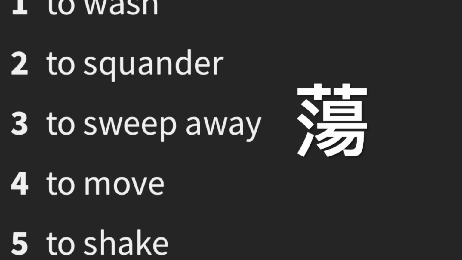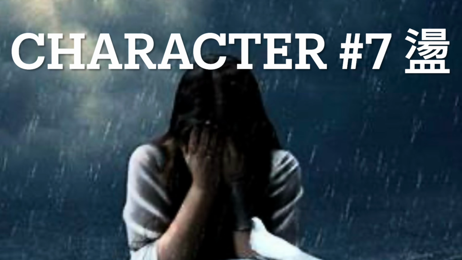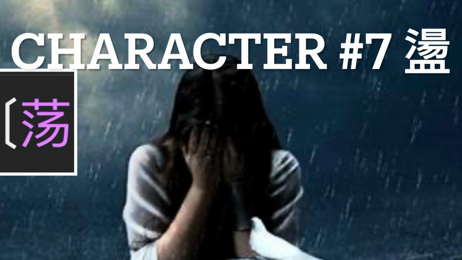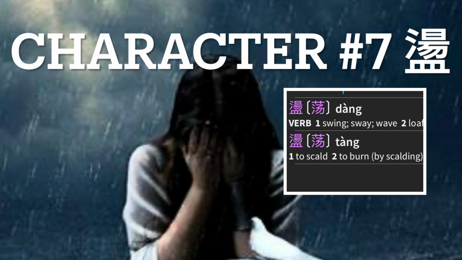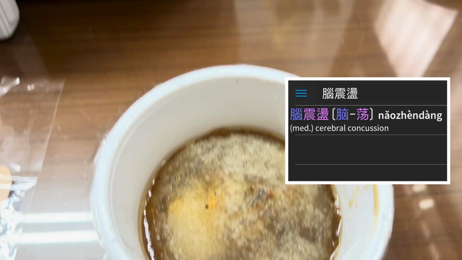There's also 游荡, to fool around. Sometimes that character is interchanged with this one. In fact, in simplified, it's exactly the same and does mean to swing also or toss about. An example for this one would be 脑震荡, a cerebral concussion, which I hope she doesn't have.